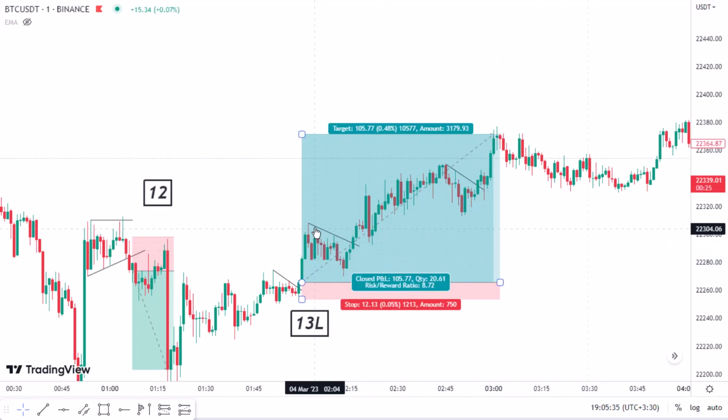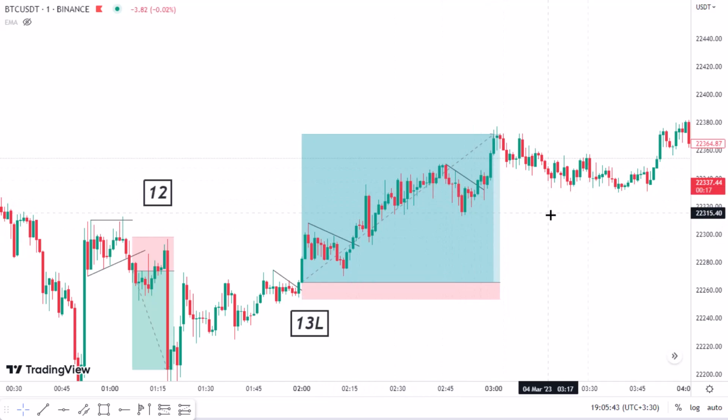We could also enter buy position on these trend lines too. You can see these green lines have broken these trend lines. We could enter buy position on them.